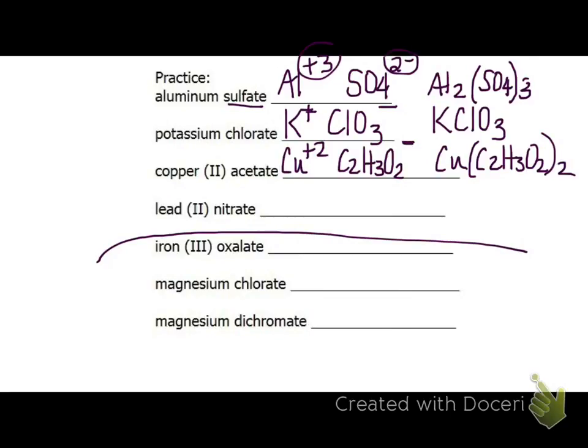And then the last one is lead 2 nitrate. That Roman numeral 2 is telling us that we have a +2 lead, and then nitrate. You look that up. I believe it's in group 4 that we're testing on, and it's NO3 minus. So it's a -1, lead is a +2, so I will need 2 nitrates to be able to go with 1 lead. So that formula would look like this.